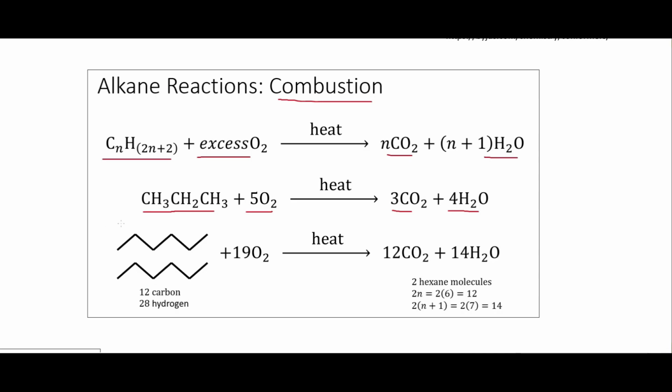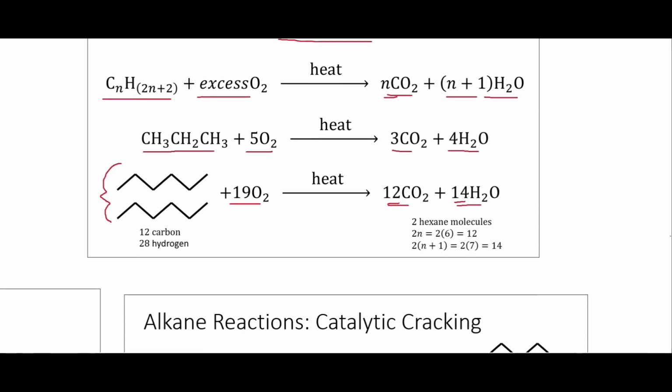We have these 2 hexanes right here. We add 19 oxygen and heat. We get 12 CO2s and 14 H2O. Which you'll notice goes off of this formula of n and n plus 1 here, but that's because we have 2 hexanes, which we need for the stoichiometry of this. And so we are getting doubled coefficients here. So instead of 6 and 7, we are getting 12 and 14.